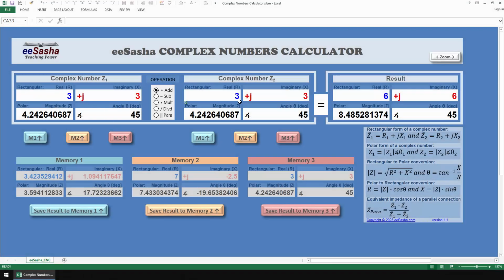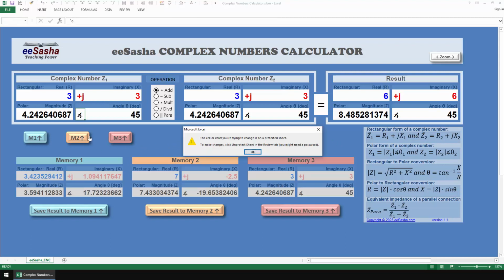Feel free to change any of the fields for complex number set 1, set 2, or any of the 3 memories. However, if you attempt to change a field that belongs to a result, the calculator will tell you that you cannot change result fields directly. So don't do it. Also, every other field in this calculator is protected so it doesn't get erroneously deleted or changed.